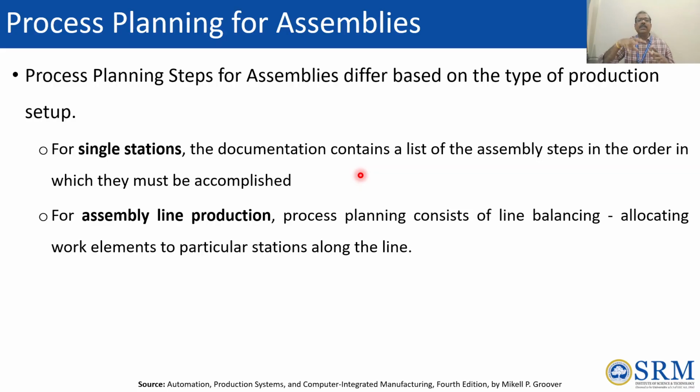If the assembly has n number of components, then we need to go for assembly line production. That assembly line production also will be concerning each and every station. Assembly line means station 1, station 2, station 3, station 4, n number of stations. For example, in the mass production industry, we have n number of stations, but a huge volume, and we need to divide it equally. So that is very, very important. Line balancing is very important. We can't overload one particular machine. So process planning for assembly line consists of line balancing, allotting work elements to particular stations along the line.